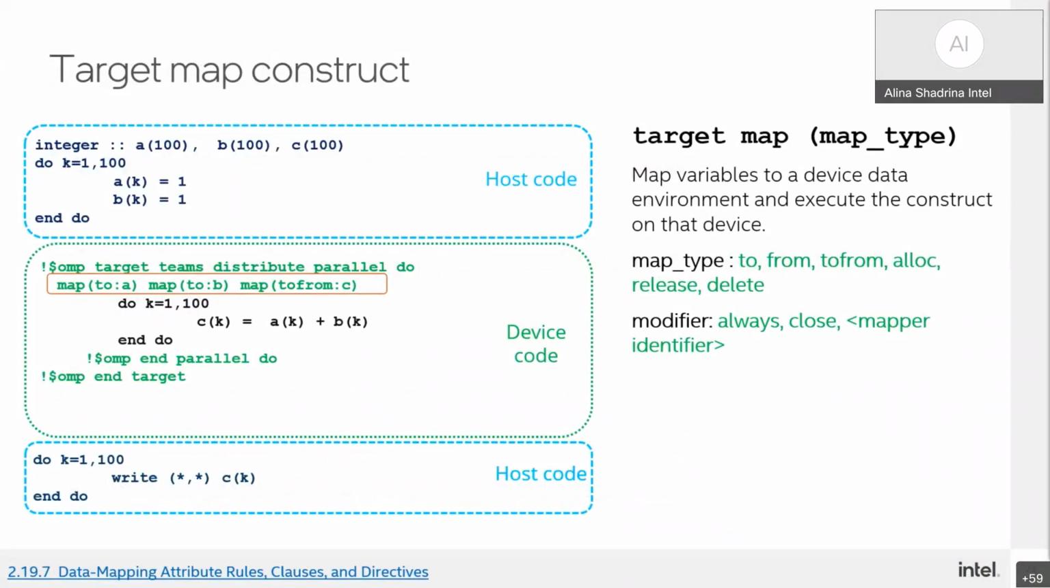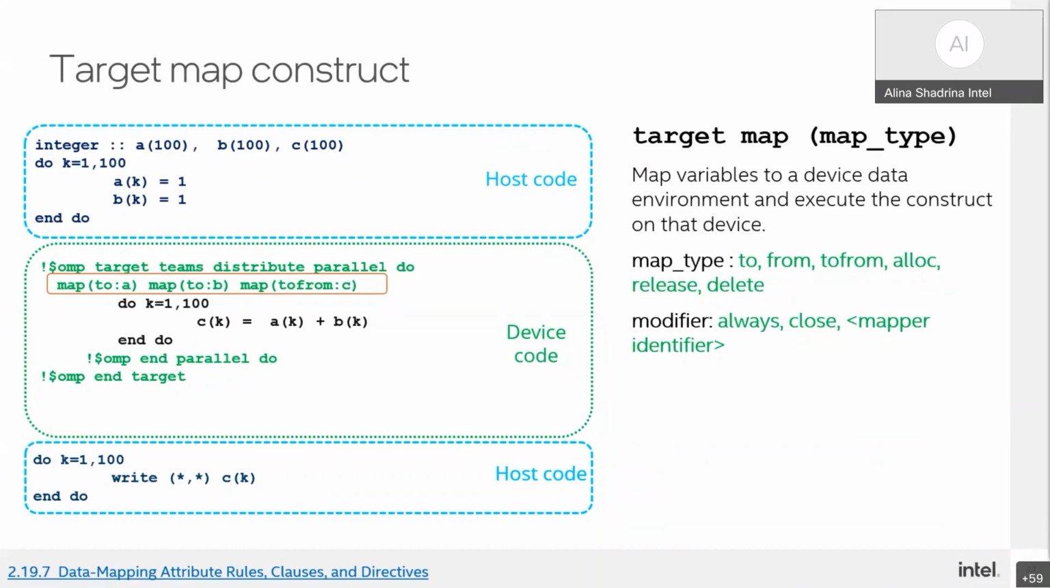So we have end target that creates a scope for a target region, and this is only about code that is to be executed on a device. Now we need to move data to a device to perform vector addition. We need the map construct here and assign a map type for each array.